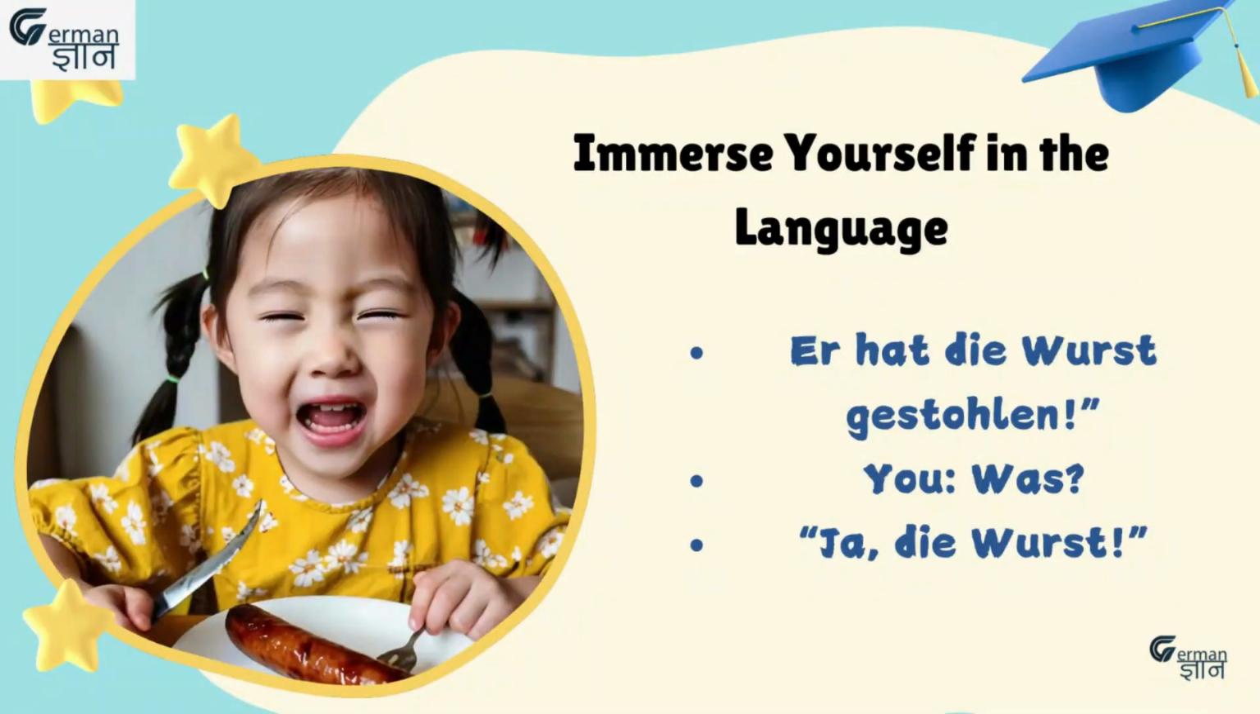Next is immerse yourself in the language. Watching German TV shows and movies is a fun way to pick up words naturally and maybe understand why everyone is so obsessed with crime dramas. And there are so many German movies and dramas for the A1 level that you are really going to enjoy. And of course, we have already given you the list of movies and songs which you can see according to your German level. So the tip is start with something like Tatort. Even if you only understand 30%, you will still feel like Sherlock Holmes by the end.